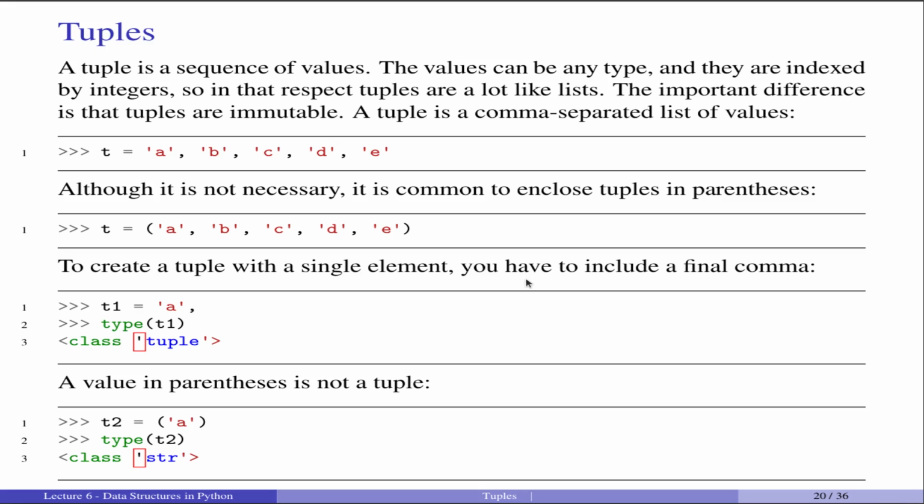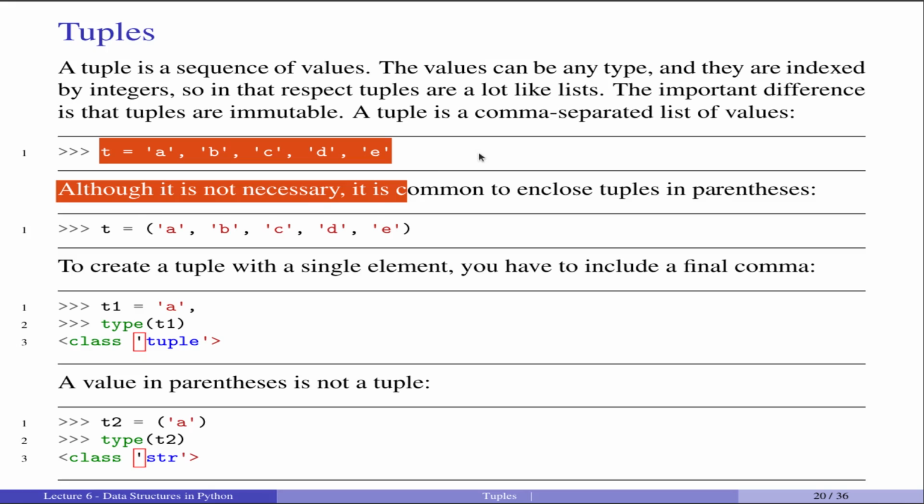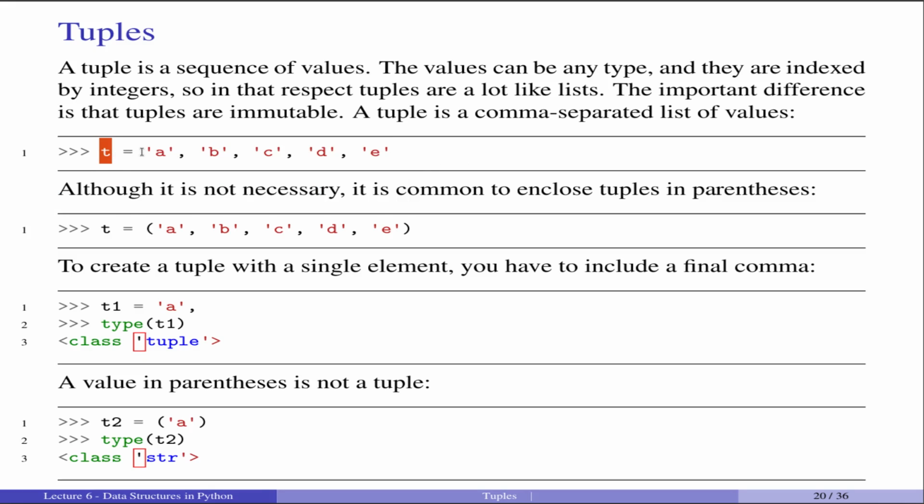To declare tuples, any comma separated values we call a tuple. Very simple. So for example, if I write t equals a, b, c, d, e, then this is a tuple t which has 5 elements in it. We can also declare a tuple by enclosing it in first brackets, or parentheses.